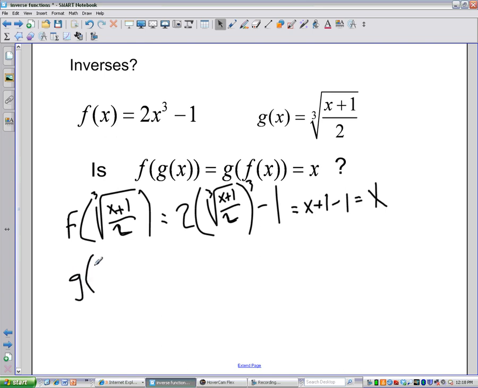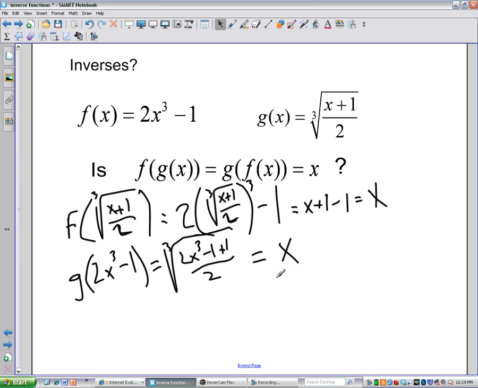Let's just see if it works in the other. Is g of 2x cubed minus 1 equal to x? So is the cube root of (2x cubed minus 1 plus 1) over 2, what's that equal to? Well, 2x cubed minus 1 plus 1 is just 2x cubed. 2x cubed over 2 is just x cubed. The cube root of x cubed is just x. And so, yes, they are inverses. Oh, happy day, they are inverses.